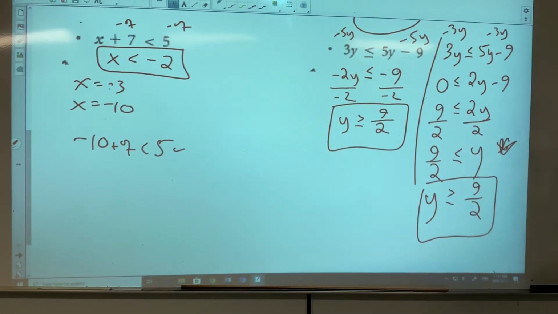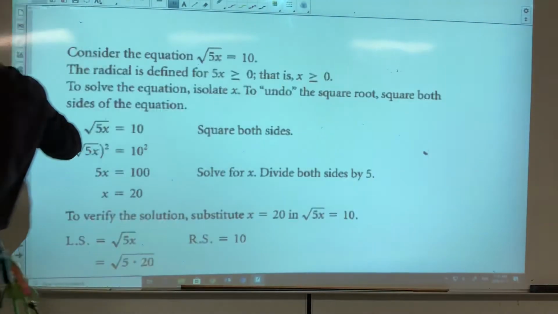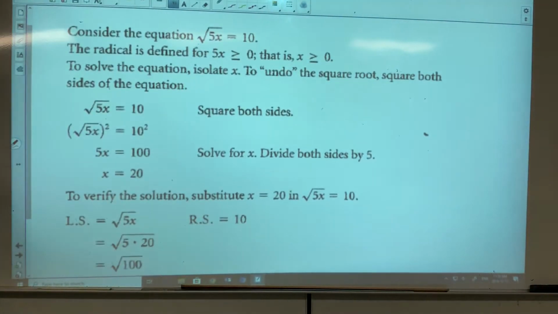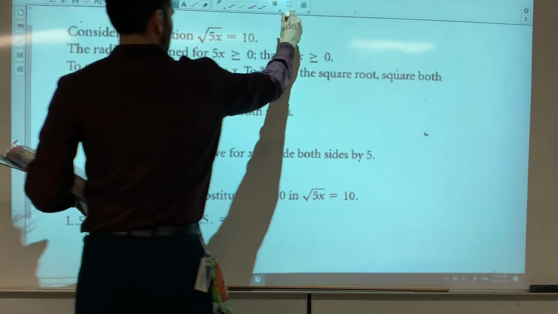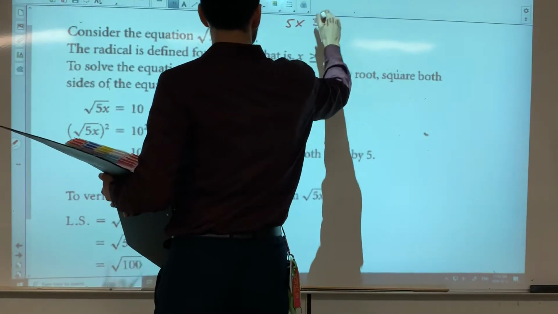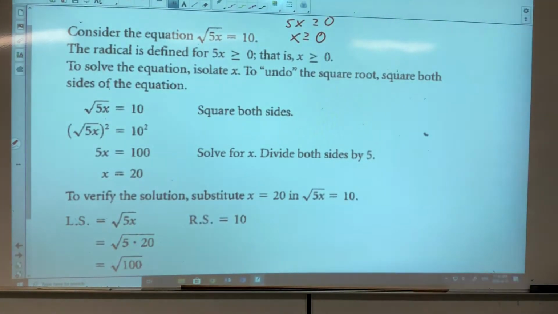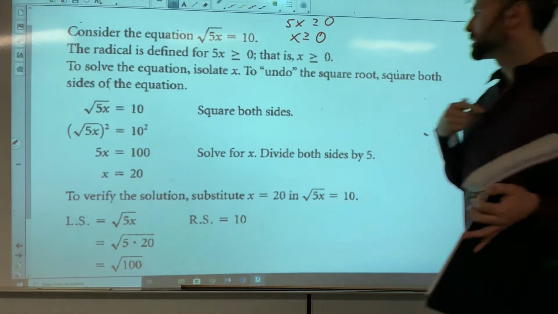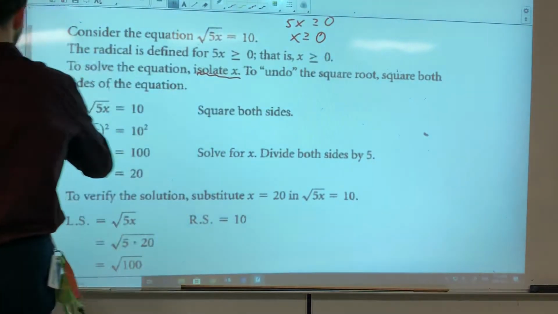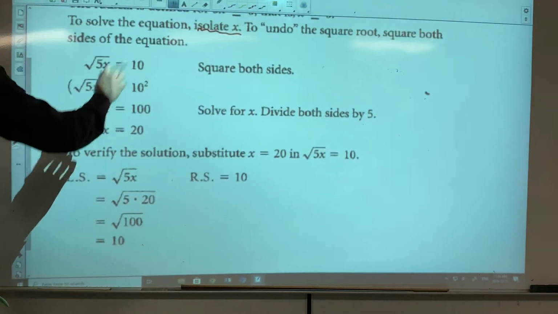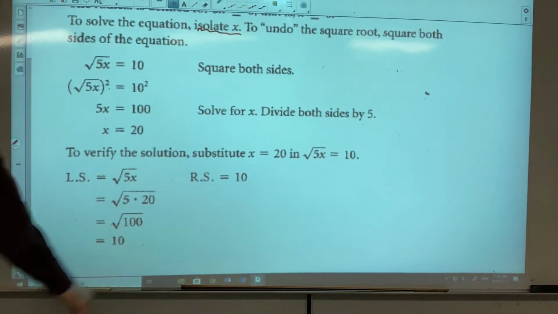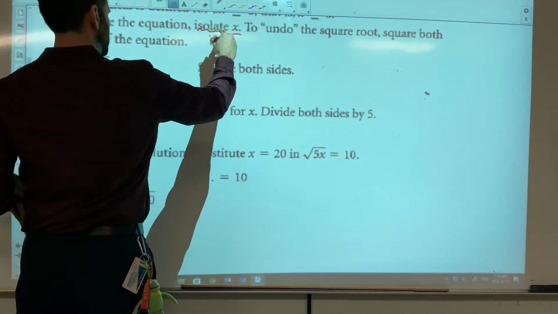Okay, so what have we got with radicals? Let's see. Consider this equation. If you look at the permissible values, 5x has to be greater than or equal to 0. So that means your x value, when you divide both sides by 5, has to be greater than or equal to 0. We need to isolate x. So the strategy, generally, is you want to undo the square root. The strategy is, isolate the square root.